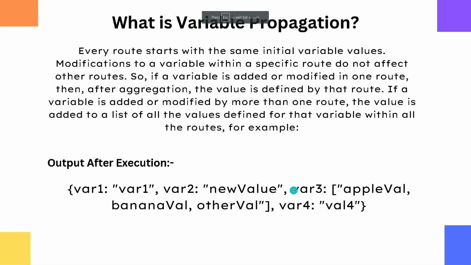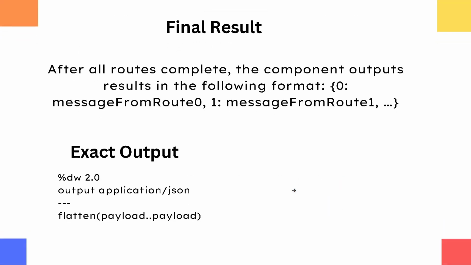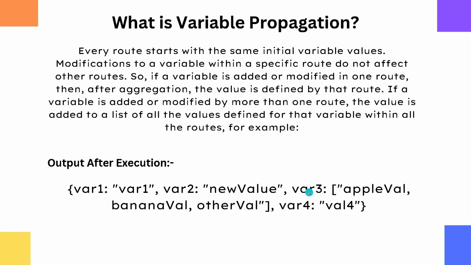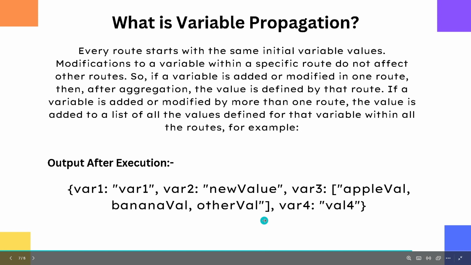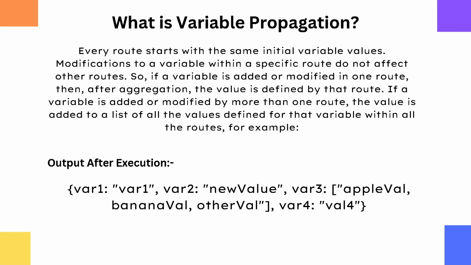So guys, as you can see, for example, in this variable 3 we got an array of these three values. Similarly we got it in variable 2, just like we saw previously. I hope you understood this variable propagation concept clearly. So let's move on to the other use cases, where we will fetch data from three different systems and aggregate them, and then we will see how it works.